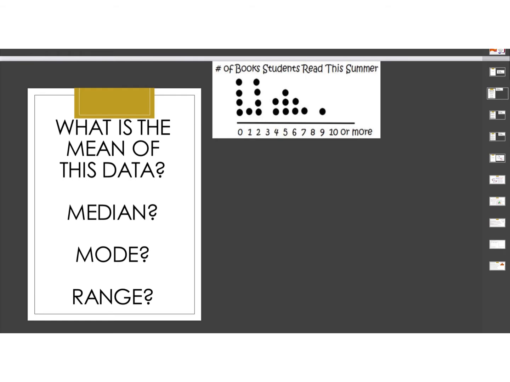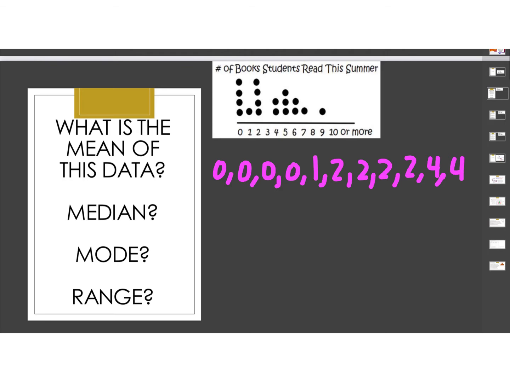Remember what we said is this first column means that 4 students read 0 books. So we need to do 1, 2, 3, 4 zeros. 1 student read 1 book. 4 students read 2 books. 1, 2, 3, 4, and we're going to keep going. There were no 3 books. 2 students read 4. I'm going to have to start writing underneath. 3 students read 5. 1, 2, 3. 2 students read 6 books. 1 student read 7, and then 1 student read 9, and that's it.